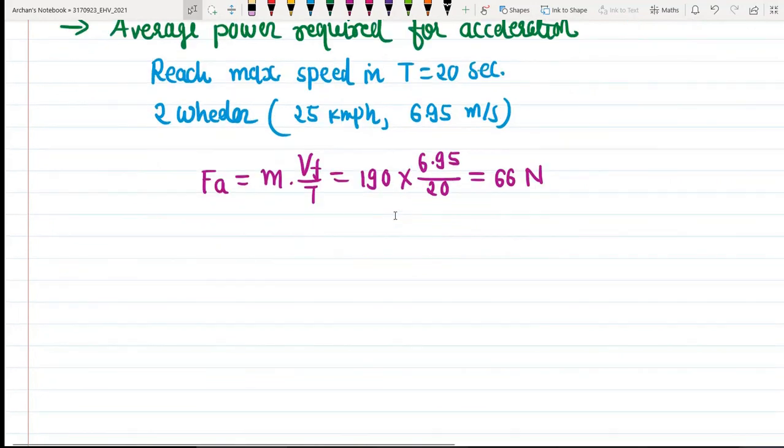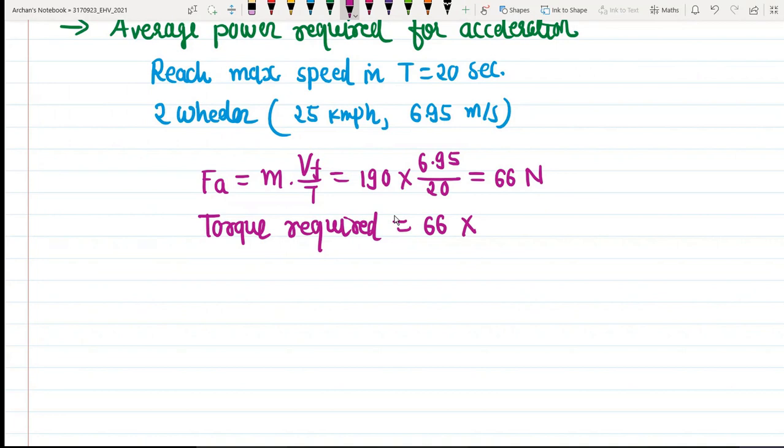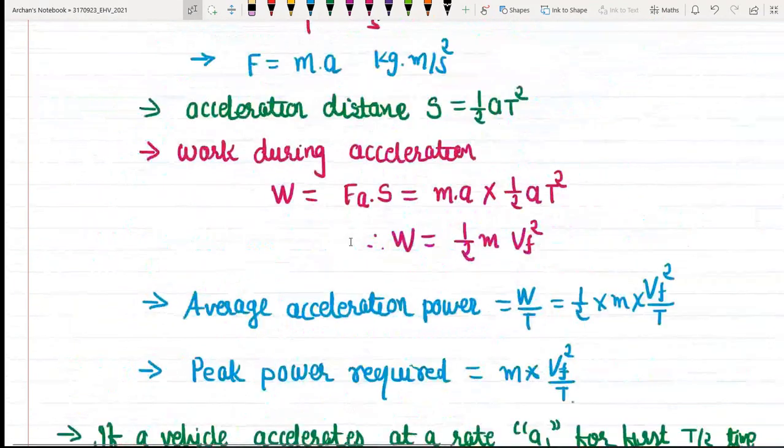Okay, and from the force, let us calculate the torque required. The torque required is equal to force 66 into vehicle radius, which was 0.28. So the torque required is 18.5 Newton meter. Now we have considered constant linear acceleration, so we have these equations.